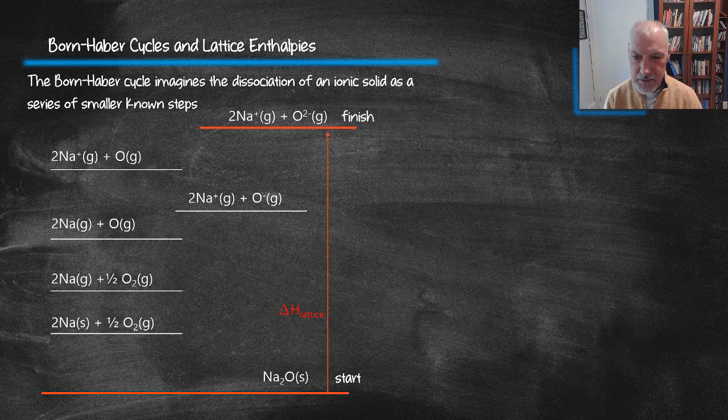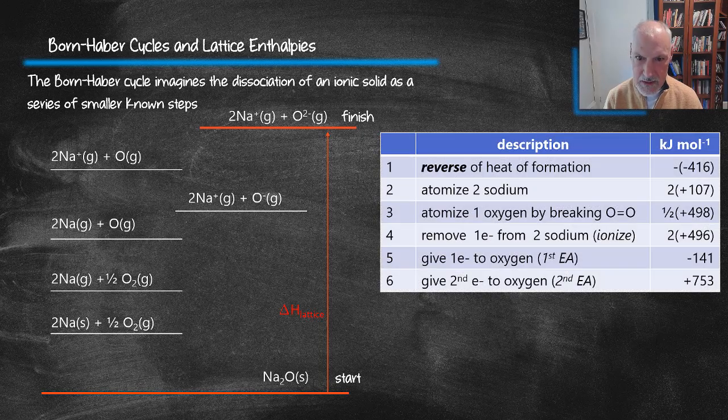Now I'm going to consult a series of steps, and I've highlighted them here and given their values. Let's go through them one at a time. To convert solid sodium and oxygen gas into sodium oxide, that's called formation. I want to go the other way. I want to reverse that direction. Hence you see the negative sign in front of the -416, where -416 was the heat of formation.